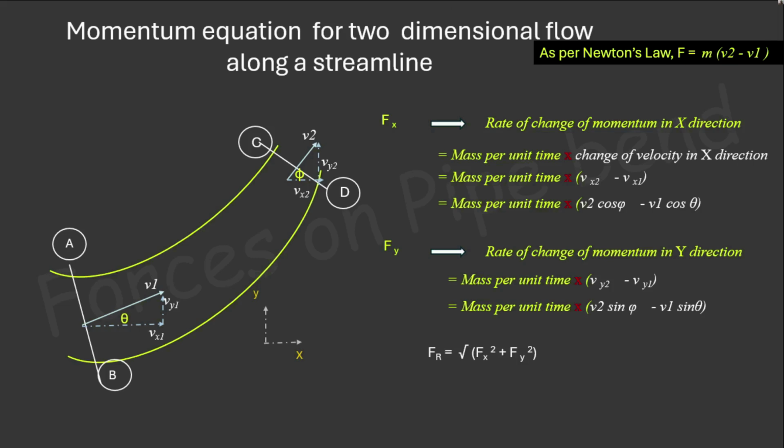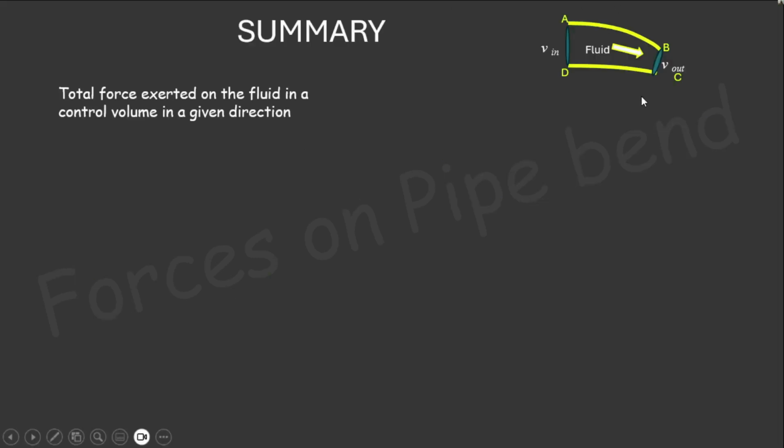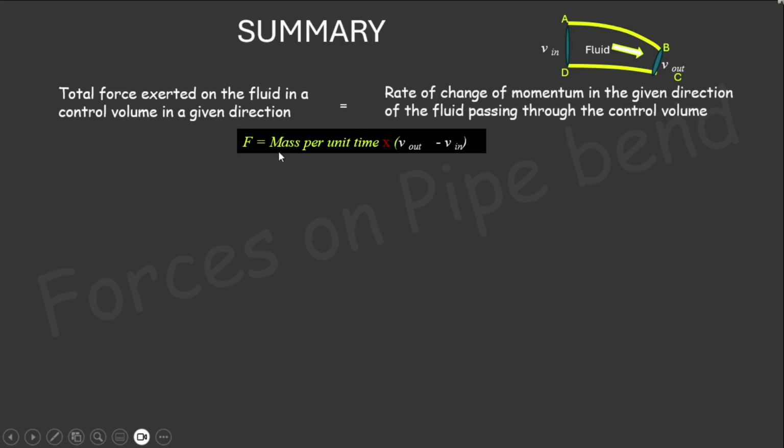To summarize this portion, this is your control volume. So total force exerted on the fluid in a control volume in a given direction is equal to the rate of change of momentum of the fluid passing through this control volume in a given direction. Or we can write F equals mass per unit time into V out minus V in. V out is the outgoing velocity and V in is the incoming velocity.